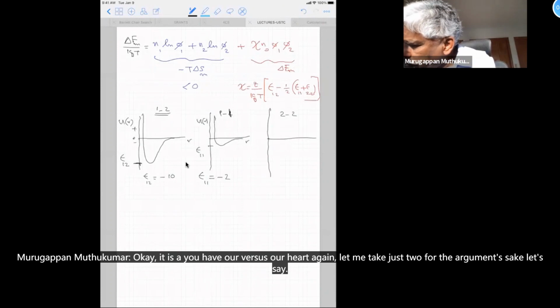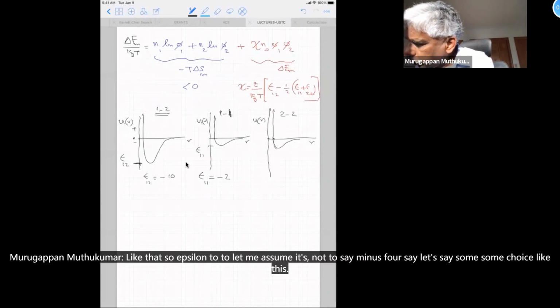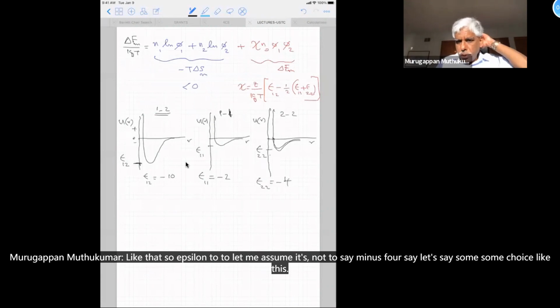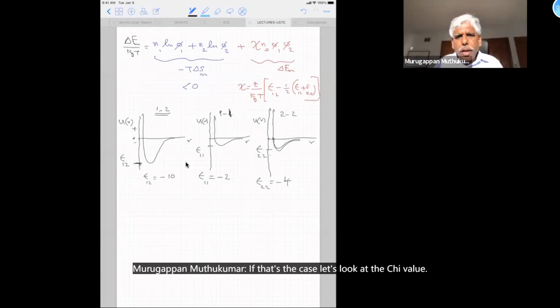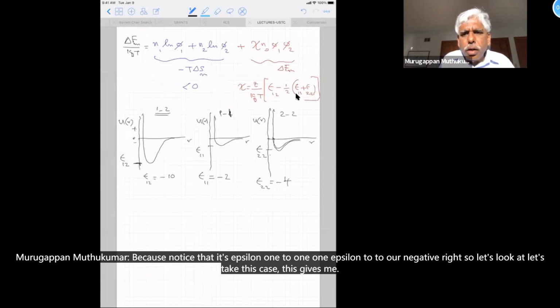Again, this is U of R versus R. Just for the argument's sake, let's say it looks like that. So epsilon 2,2. Let me assume epsilon 2,2 is equal to, say, minus 4. Let's say some choice like this. If that's the case, let's look at the chi value, because notice that epsilon 1,2, epsilon 1,1 and epsilon 2,2 are negative. So let's take this case.